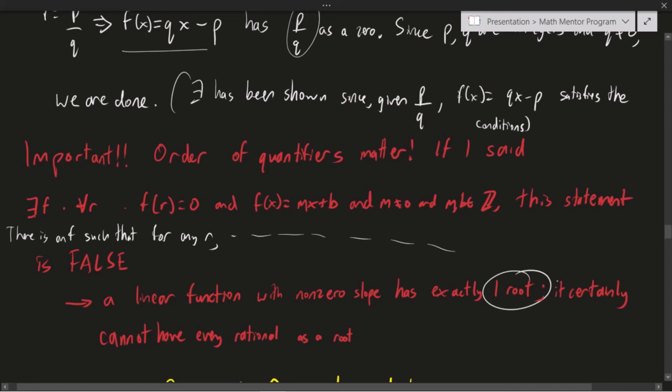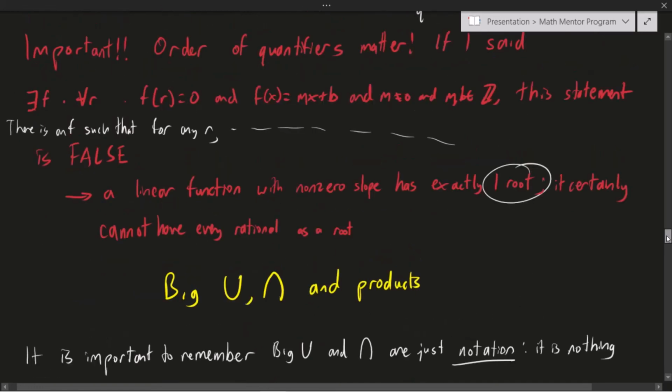Okay? That's all we are going to do for this video. In the next video, we will cover big union and intersection notation, as well as set products.